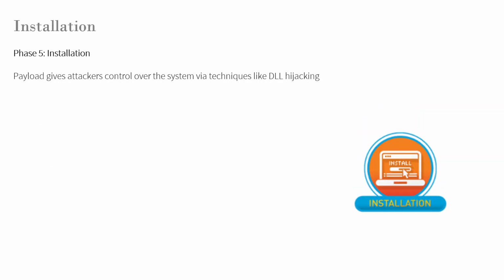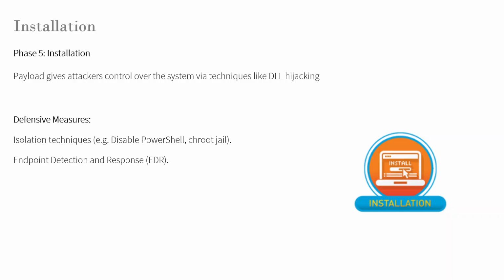Phase 5: Installation. At this stage, the weapon installs a backdoor on a target system, allowing persistent access via techniques like DLL hijacking. Installation defense measures include disabling PowerShell in Windows, limiting what attackers can do on compromised systems. EDR continuously monitors endpoints for suspicious activities, flagging and containing threats before they escalate.